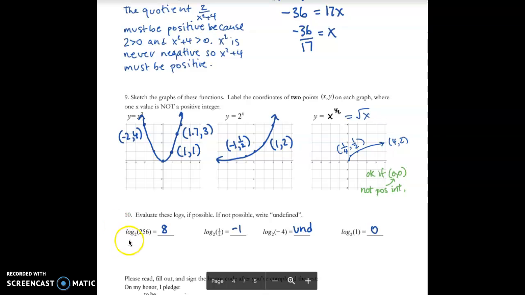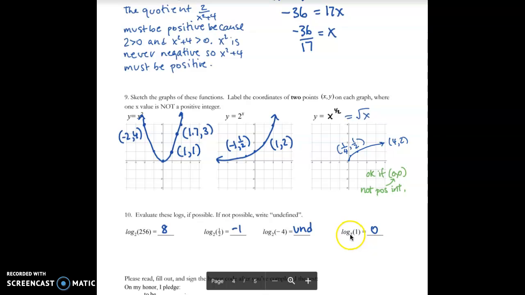Finally, number 10, evaluating logs. 2 to what power gives me 256? 8. 2 to the 8th gives me 256. 2 to what power gives me 1/2? 2 to the negative 1 is 1/2. 2 to what power gives me negative 4? No such power exists, so the log base 2 of negative 4 is undefined.